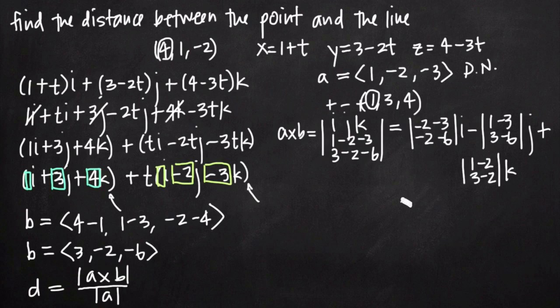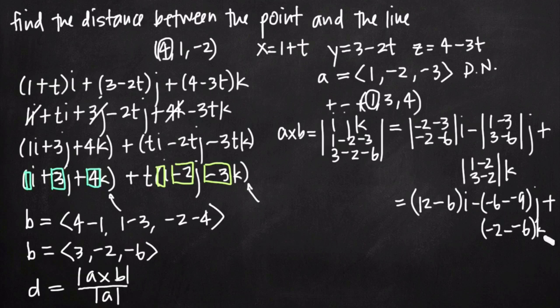Now, in order to simplify, we multiply the upper left and lower right, so -2 times -6 is a positive 12, and then subtract the product of the lower left and upper right. -2 times -3 is a positive 6, so we subtract that 6, times i. Then for j, 1 times -6 is -6, minus 3 times -3 is -9, multiplied by j. And then we add to that for k, 1 times -2 is -2, minus 3 times -2 is -6, multiplied by k.